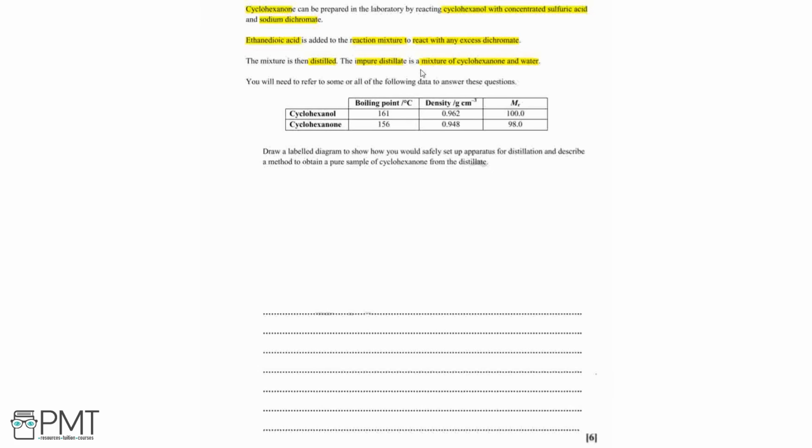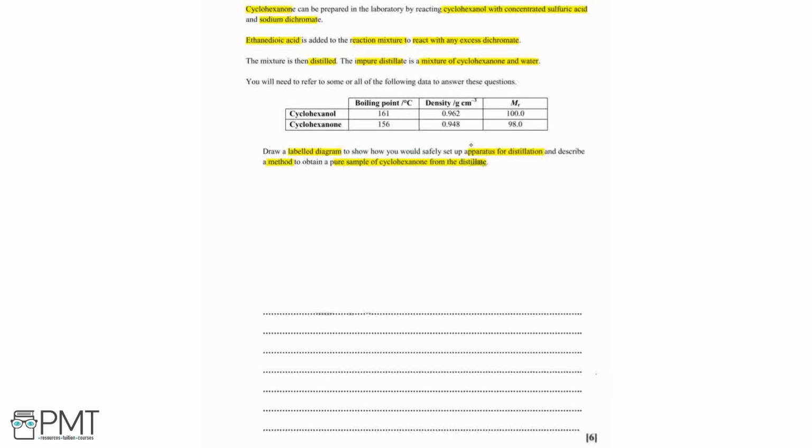We've been given some data here, so we've got our cyclohexanol and our cyclohexanone, and we've been given the boiling points, the density, and the molecular mass for both of these. And for this question, we need to draw a labelled diagram to show how we would safely set up the apparatus for distillation, and we need to describe a method to obtain a pure sample of cyclohexanone from this distillate overall. So let's start by drawing up our distillation diagram.